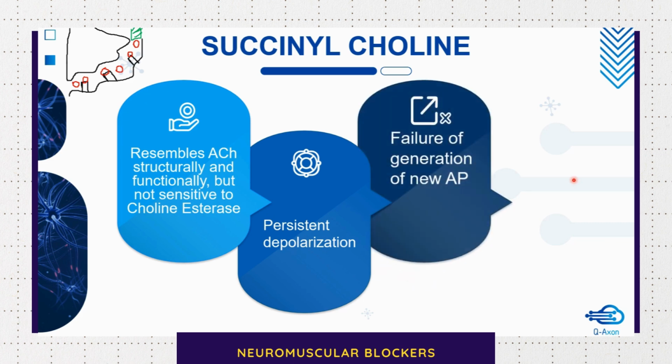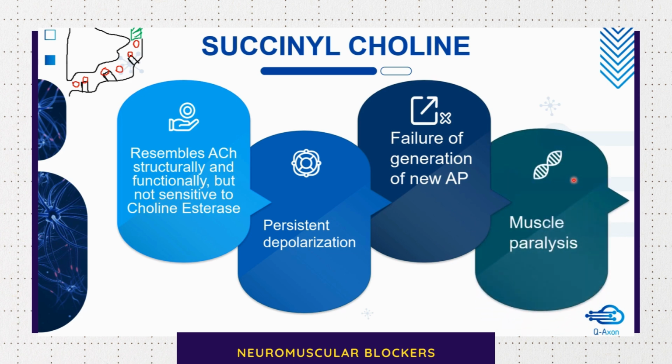So when there is persistent depolarization, the muscle is in a state of sustained contraction. There is failure of generation of a new action potential. Therefore, there is muscle paralysis because the muscle is in a state of sustained contraction and cannot respond to another action potential.